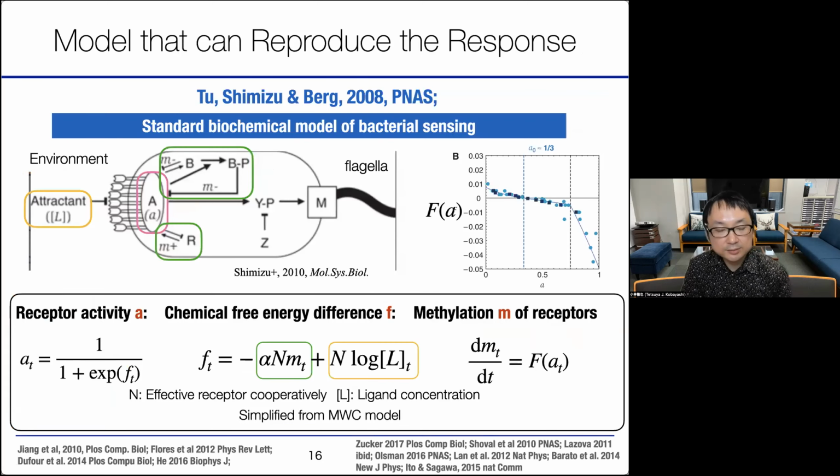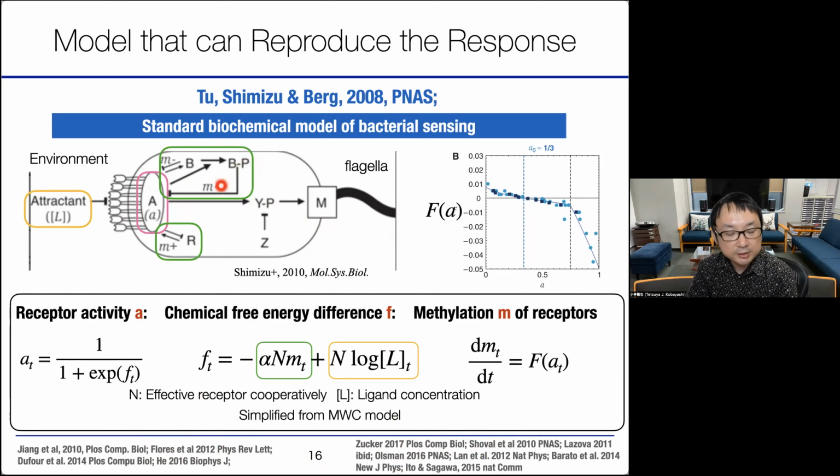Because of these quantitative data, for E. coli chemotaxis we have a standard biochemical model proposed by Sourjik and Berg in 2008. This model is a simplification of a more complicated statistical mechanical model that is called the MWC model. But this model is good enough to reproduce and also explain various kinds of experimental data. This model was used in these papers.